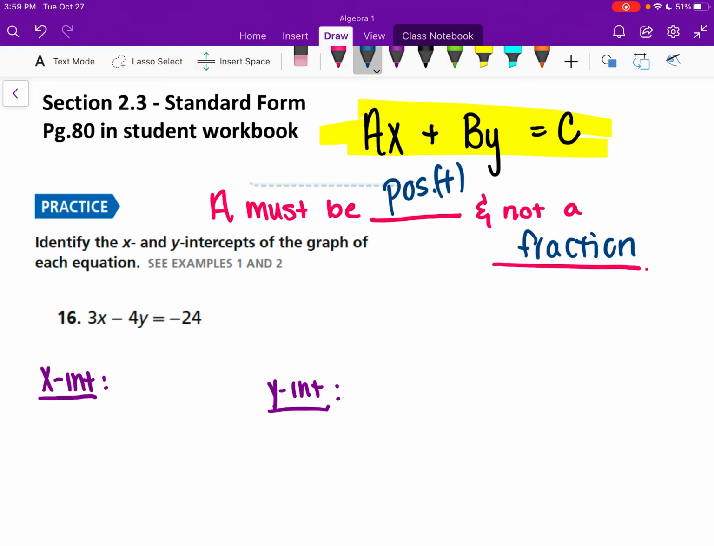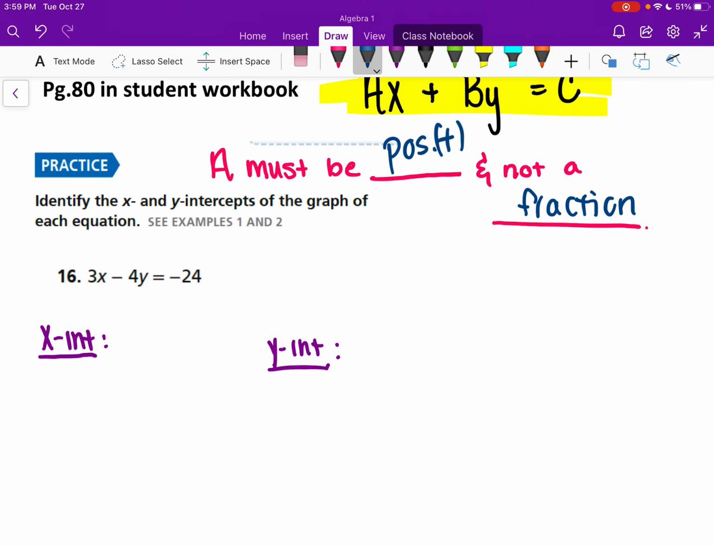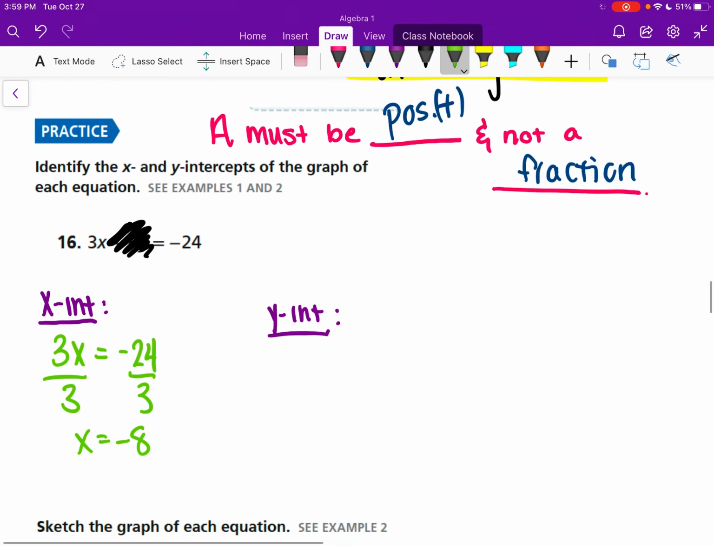One of the first things we learned about standard form was how to identify the x and the y intercepts of an equation. And we did that by pretending the other part didn't exist. So if I wanted to find the x-intercept of this equation, I'm going to cover up the y part, that minus 4y. Goodbye, pretend it's not there. And then my equation would read 3x equals negative 24. From there, all I need to do is divide by 3, so that's negative 24 divided by 3, and that leaves me with x equals negative 8. So my x-intercept is at negative 8.